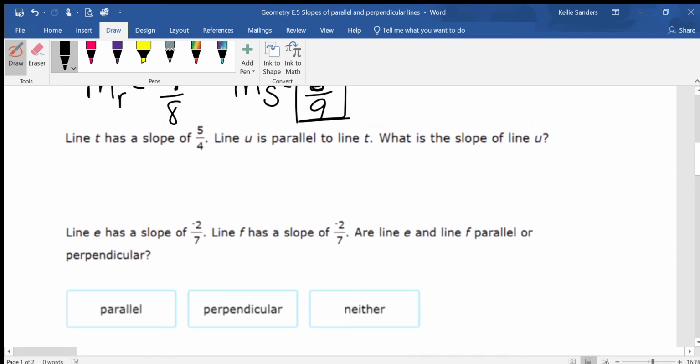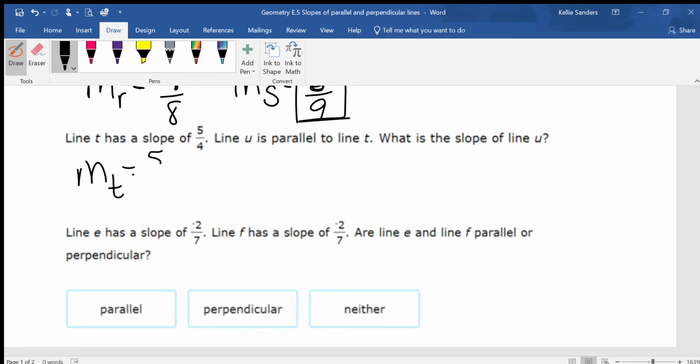Line T is a slope of 5 over 4. So the slope of T is 5 over 4. Line U is parallel to line T. So what is the slope of line U? 5 over 4. If it's parallel, you do nothing. You keep it.